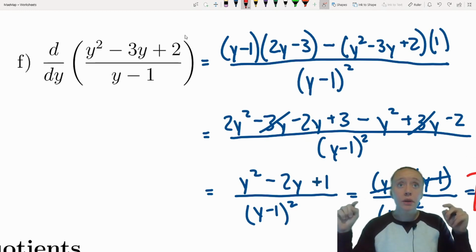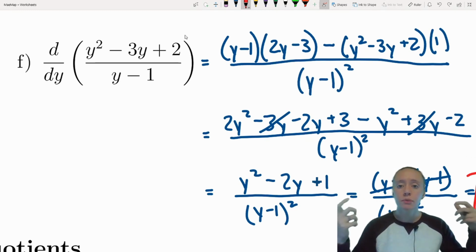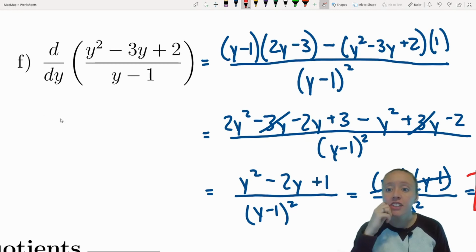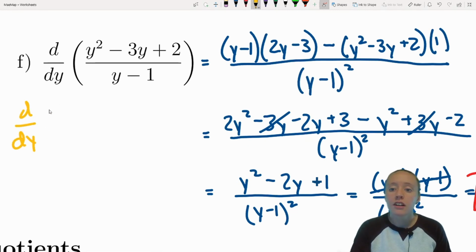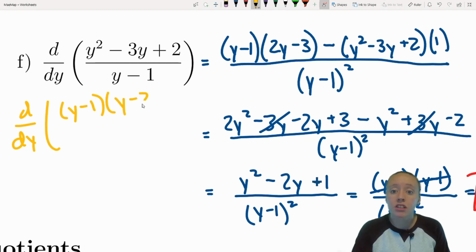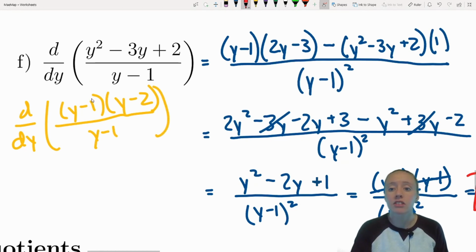Because if it's a linear equation, that slope is always the same, so the slope is always constant. Look at this. If we're taking the derivative with respect to y, let's factor that numerator first. What multiplies to give us 2 and adds to give us a negative 3? That is going to be y minus 1 times y minus 2, and that's all over y minus 1. Look what happens. That y minus 1 will cancel out.